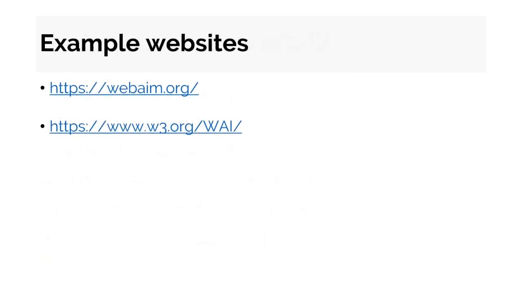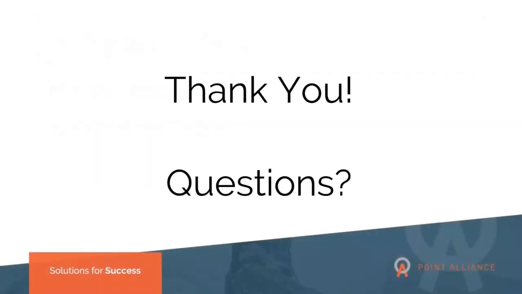And these are the example websites that we can refer back to for accessibility rules and guidelines. The first one is WebAIM and another one is W3.org. We can always go back and check out the rules. And any questions?